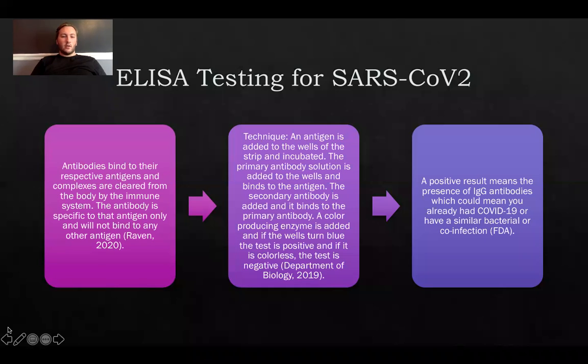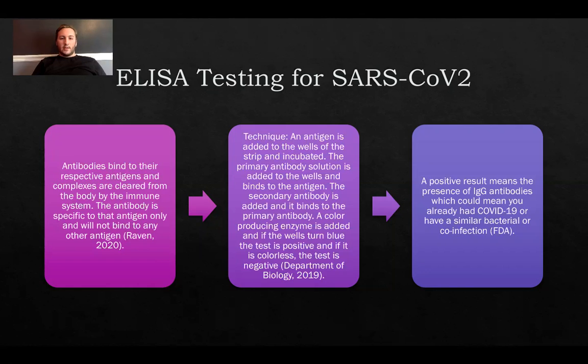ELISA testing for coronavirus: the antibodies bind to their respective antigens and complexes are cleared from the body by the immune system. The antibody is specific to that antigen and will not bind to any other antigen.